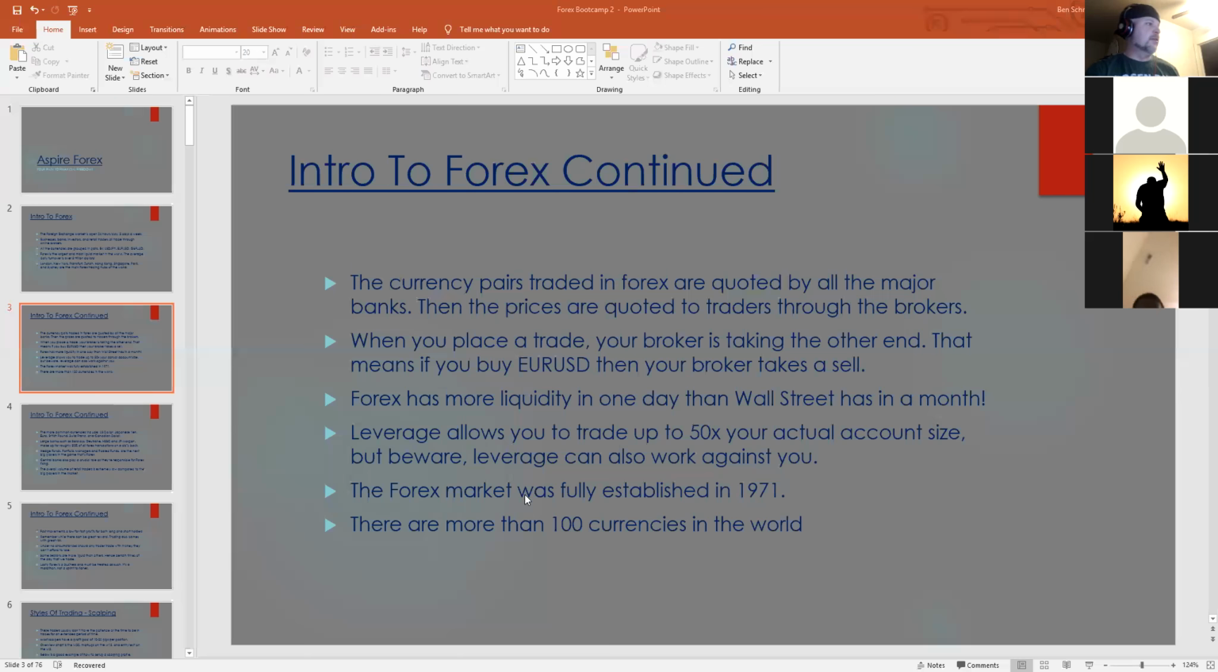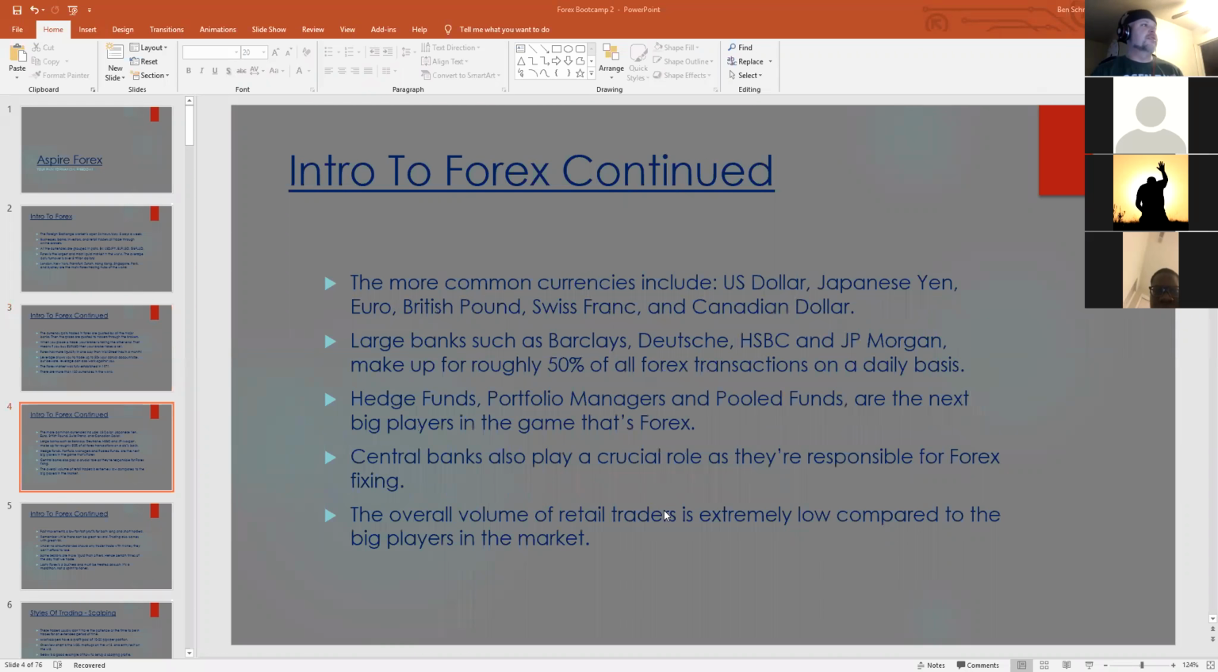The Forex market was fully established in 1971. There are more than 100 currencies in the world. The more common currencies include the US dollar, the Japanese yen, the euro, the British pound, the Swiss franc, and the Canadian dollar. Large banks such as Barclays, Deutsche, HSBC, and JP Morgan make up roughly 50% of all Forex transactions on a daily basis.